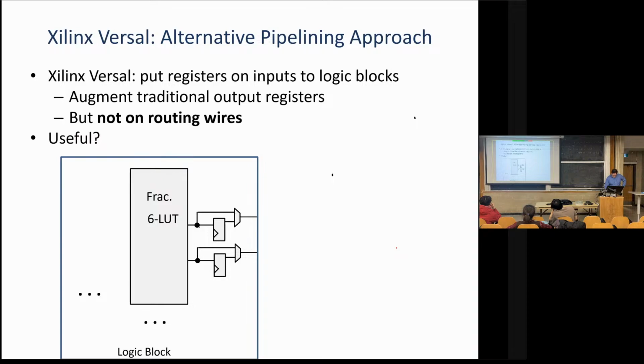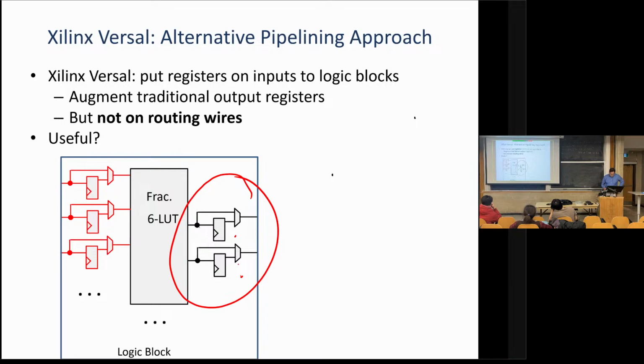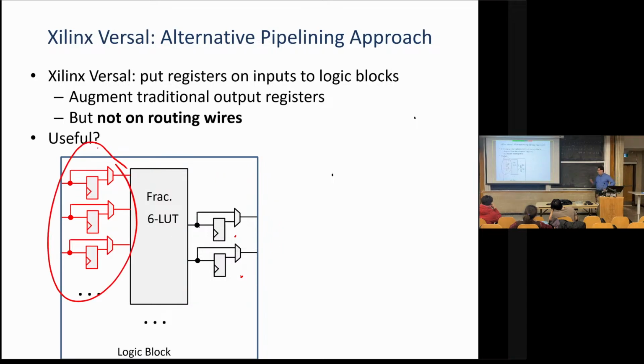in older AMD parts, much like Intel parts, you have registers after your lookup tables. So your lookup table, and I'm showing here they've got 2 registers. If they make this into 2 5-LUTs, they can register both outputs. Okay? What they did in Versal, their latest chip, is they also put registers, which are optional. So that's why I'm showing there's a mux. You can register or not register. They put them on the inputs of the block as well.